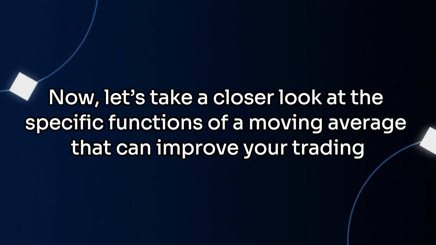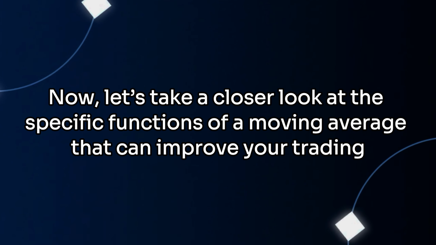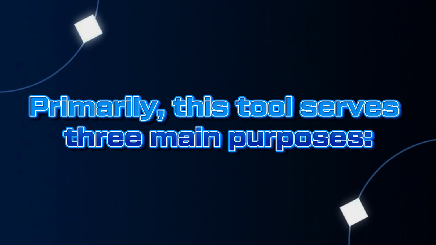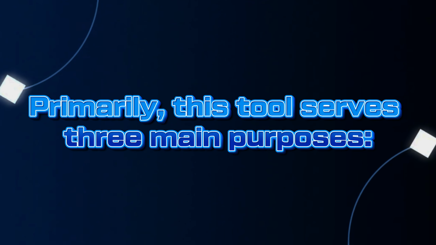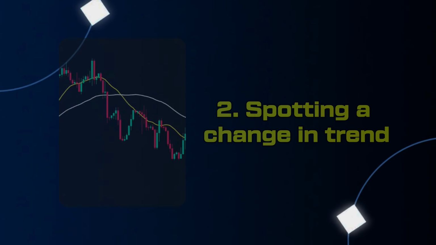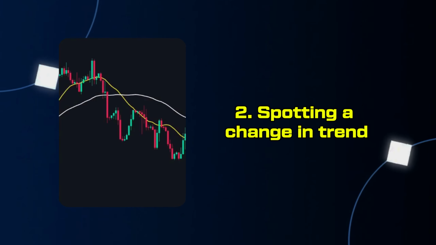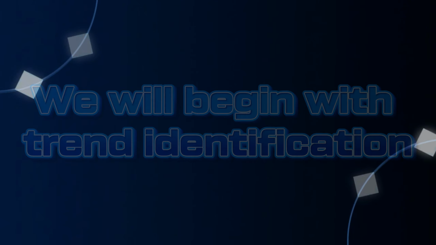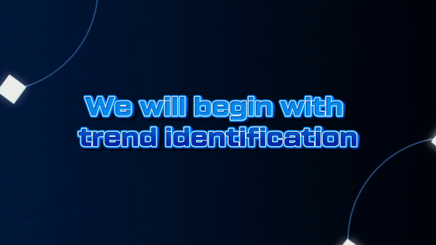Now, let's take a closer look at the specific functions of a moving average that can improve your trading. Primarily, this tool serves 3 main purposes. 1. Identifying the current trend. 2. Spotting a change in trend. And 3. Locating dynamic areas of support and resistance. We will begin with trend identification.